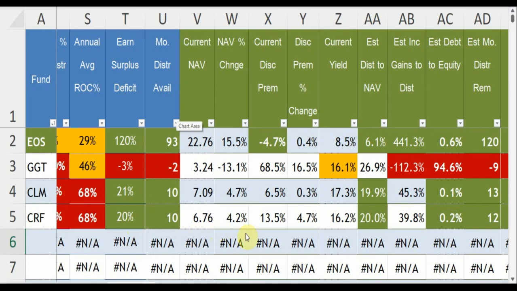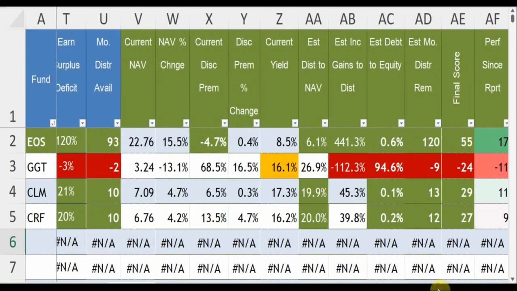Finally, we have current performance under the green headers. You can pause here and take a gander. CRF is trading at a bigger premium. As you recall, if you reinvest distributions, this is a bigger discount to market value than CLM. Estimated distribution to NAV, based on reported share count, CEF Mastery estimates that CLM and CRF have come very close to meeting the 21% yield to NAV for the period. And, last of all, the fund's final scores. US is the clear winner, but as it pertains to CLM and CRF, CLM has a slight lead.